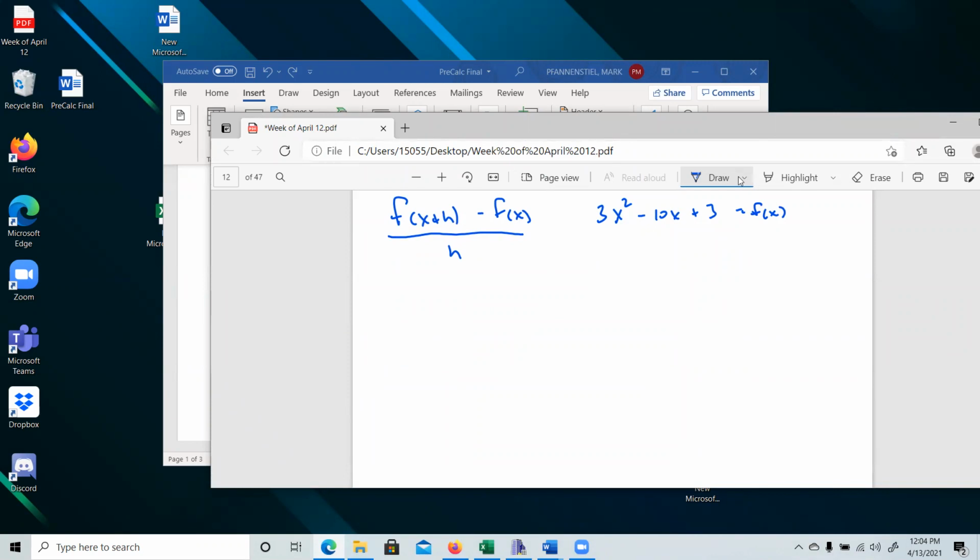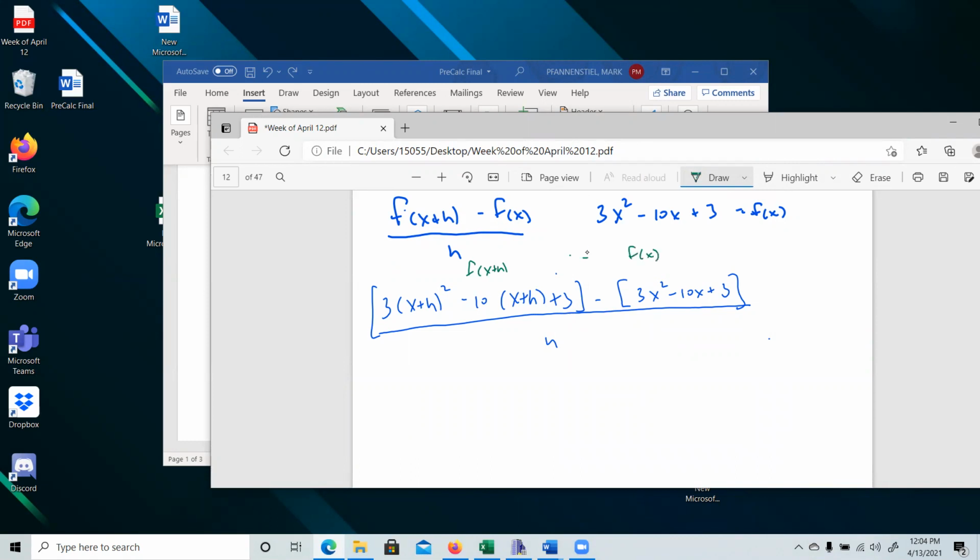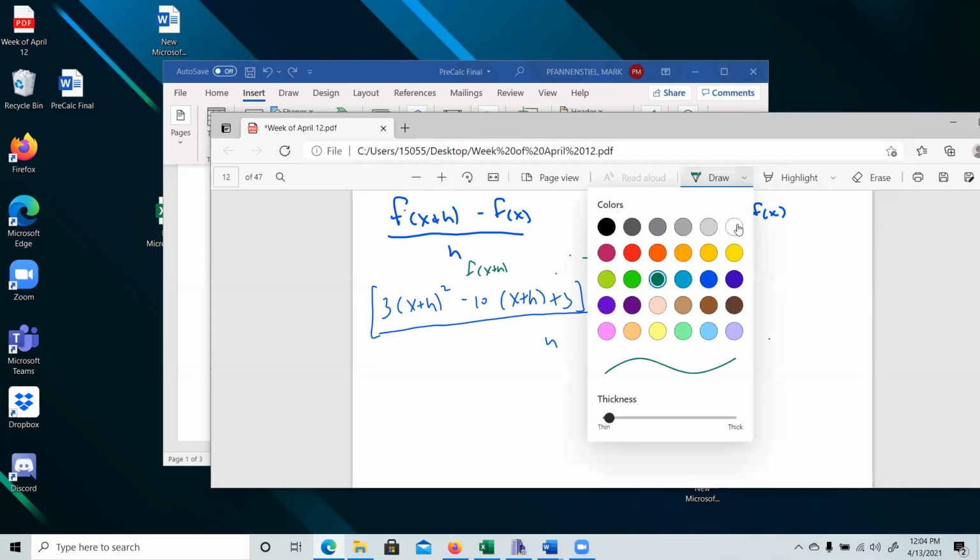So what we're going to do here is tone down the thickness of our line. So we're going to have 3(x plus h) squared minus 10(x plus h) plus 3. This is the f of x plus h part, minus 3x squared minus 10x plus 3, all divided by h. Just as a thought, this here is f of x plus h, this is minus f of x. So we have all the pieces sitting here.